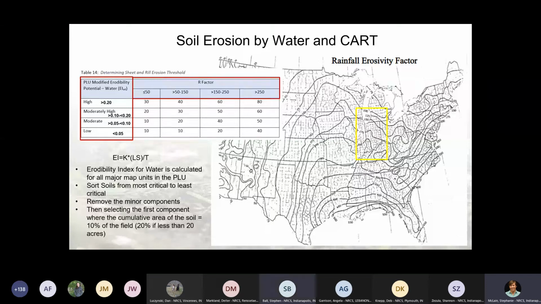Okay, another soil erosion question. In Indiana, are there months that are considered critical erosion time, or is that just based on idiosyncratic circumstances?